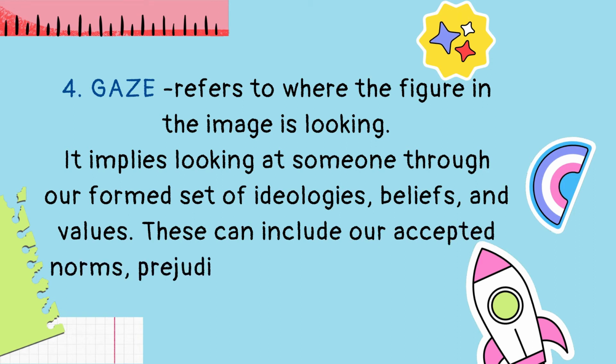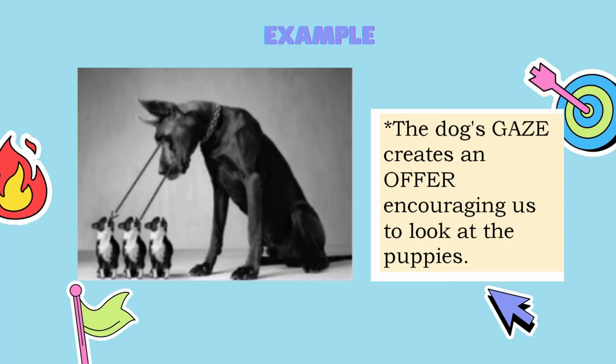Okay, so when we see gaze, it is the way the image is looking through something. Alright? So, this is an example of gaze. The dog's gaze creates an offer, encouraging us to look at the puppy. The dog might be telling us, please look at my puppies, just like that.